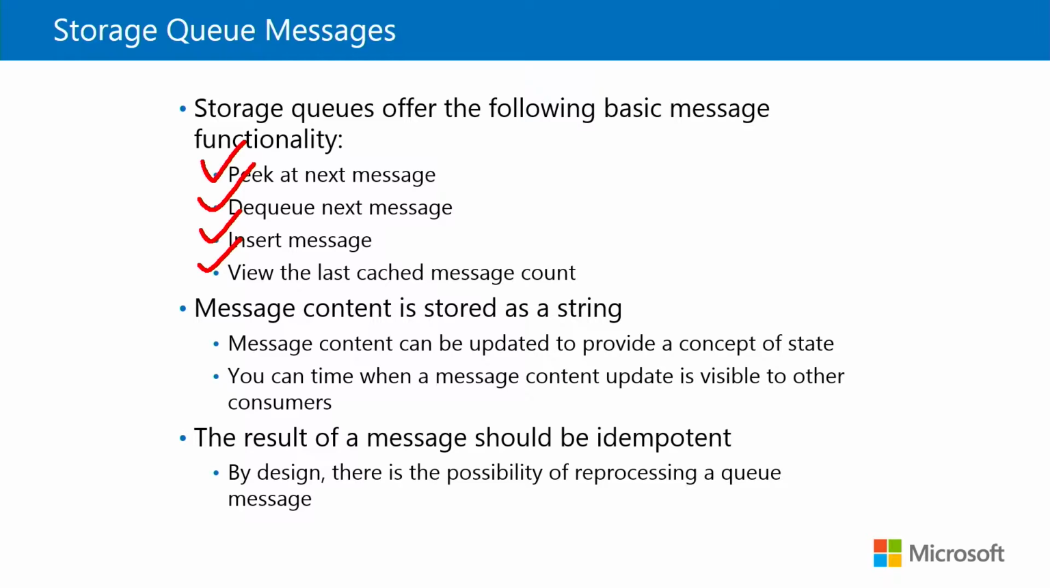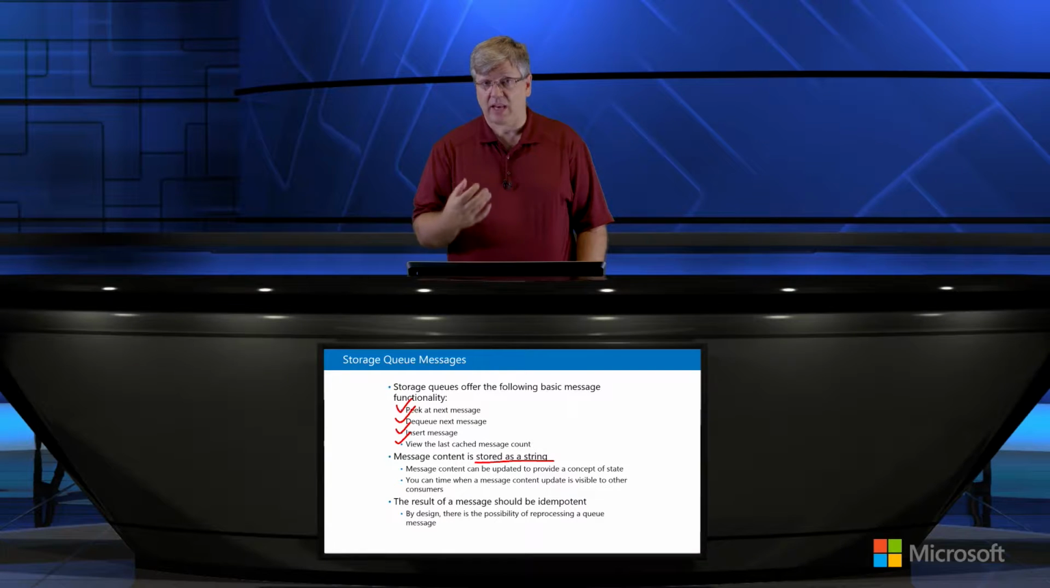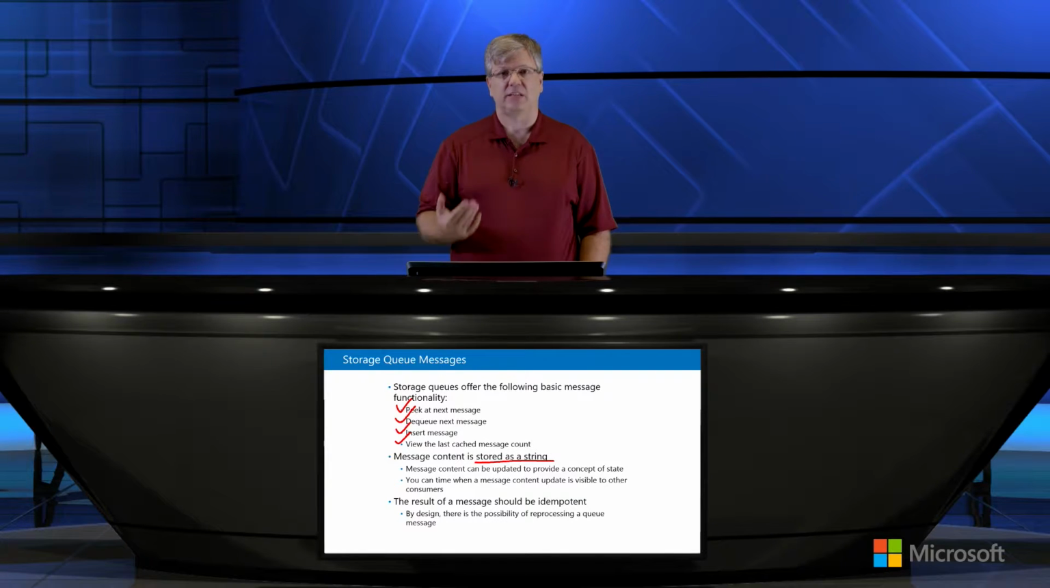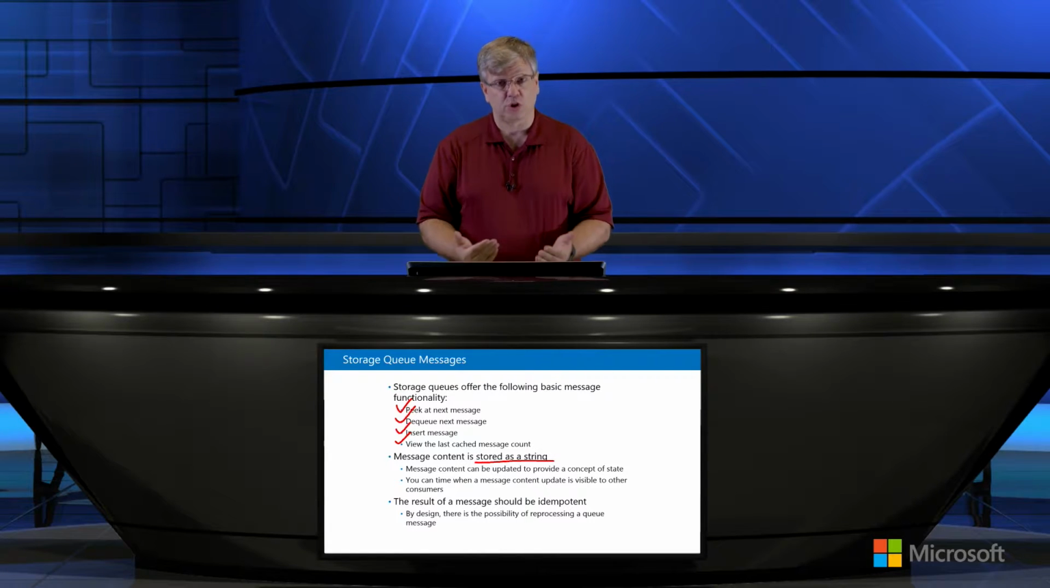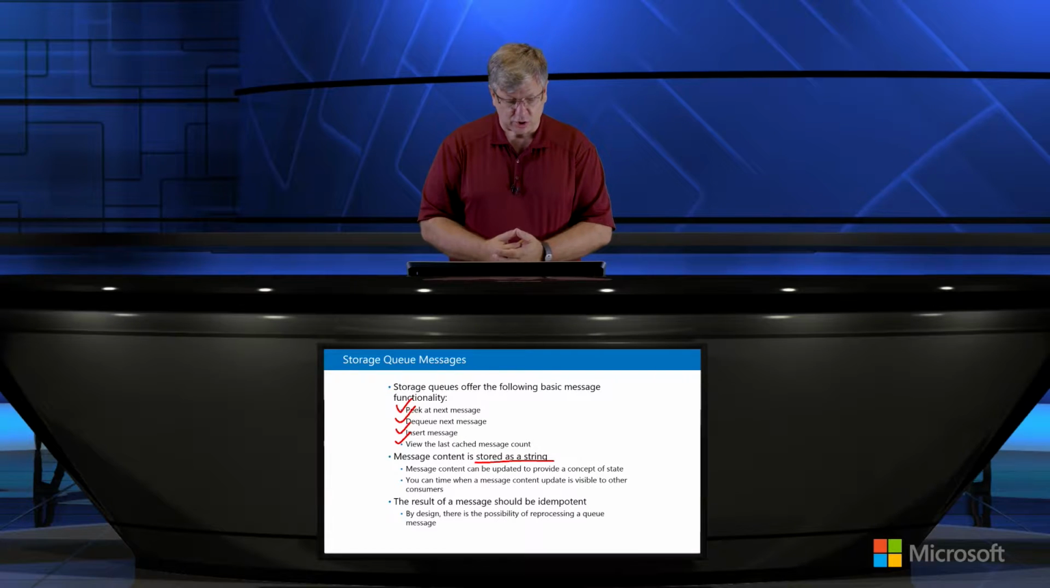Now, this is fundamental to the architecture. With storage queuing, message content is stored as a string. So effectively, if you have anything that can be serialized to a string, as long as it's not too large, and we'll talk about that in a bit, then it can be stored in a storage queue. It'll have to be serialized. If you've got objects you want to store, you'd have to serialize them into strings and then deserialize them back when you wanted to use them.